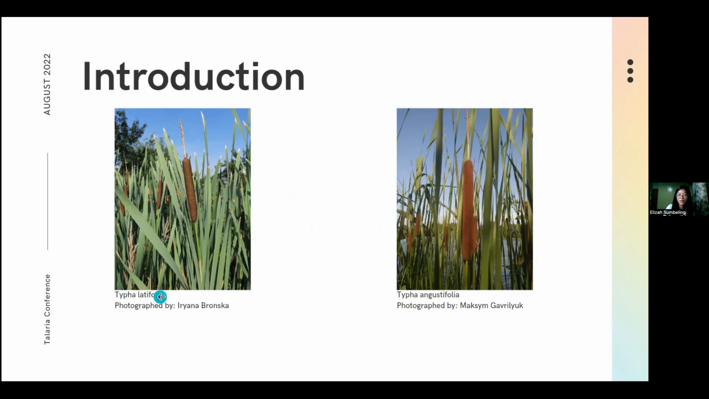So in Typha latifolia here on the left side, more commonly known as the broadleaf cattail, their leaf widths can reach up to an inch wide, and the position of the staminate and the pistillate heads are close together, if you can see. And on the right side, which is the Typha angustifolia, more commonly known as the narrowleaf cattail, has a leaf width that can reach up to half an inch wide, and these staminate and pistillate heads are approximately separated by 3 centimeters.